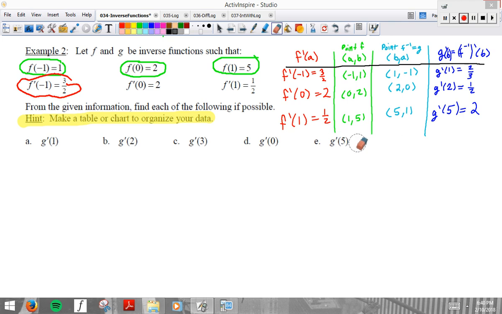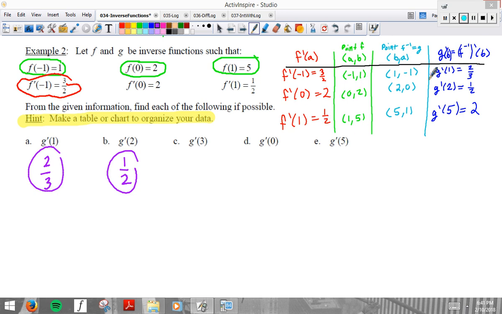See how neat I was? So, which of these can we answer? Because it says if possible. g prime of 1, 2/3. That's in the first row of my table. g prime of 2, 1/2. Second row of my table. g prime of 3.